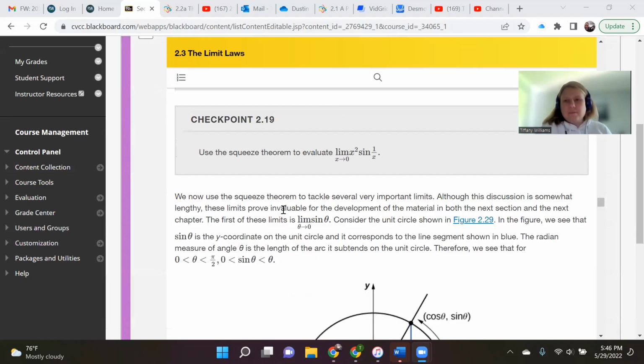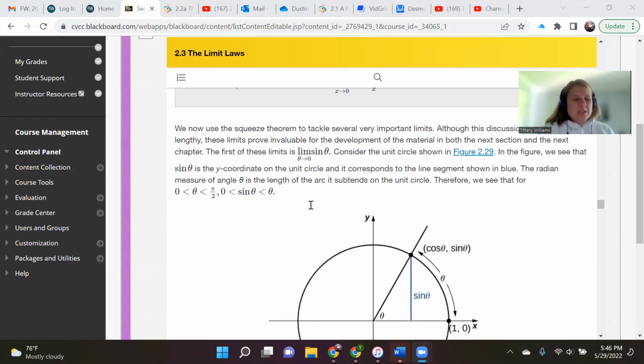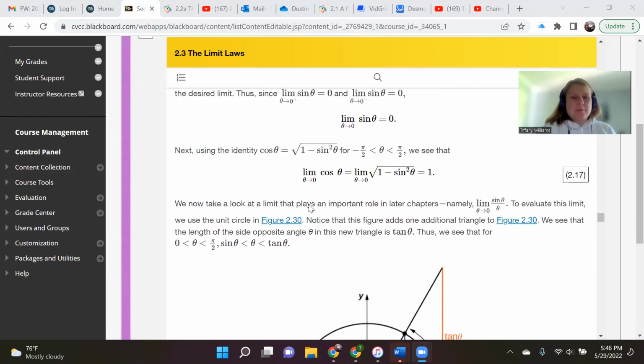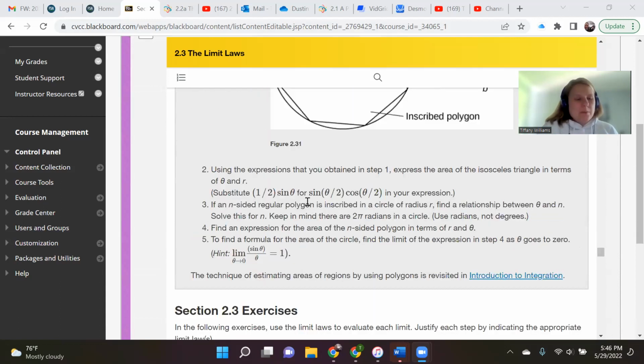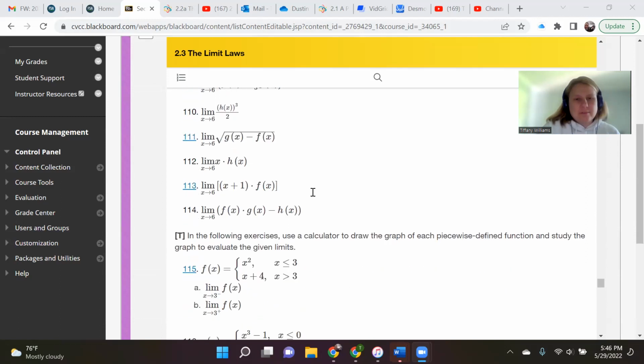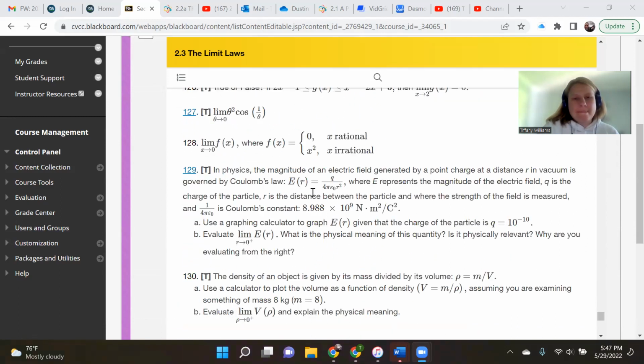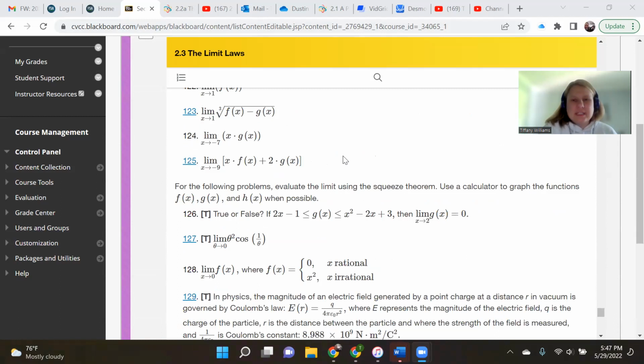The squeeze theorem can be a little hard to think about, the two functions you need to find to squeeze in your applications here. Typically, I go based upon what's given in the problem. So I'm going to show you how to do number 127. Number 127, they say for the following problems, evaluate the limit using the squeeze theorem. Use a calculator to graph the functions f of x, g of x, and h of x when possible.